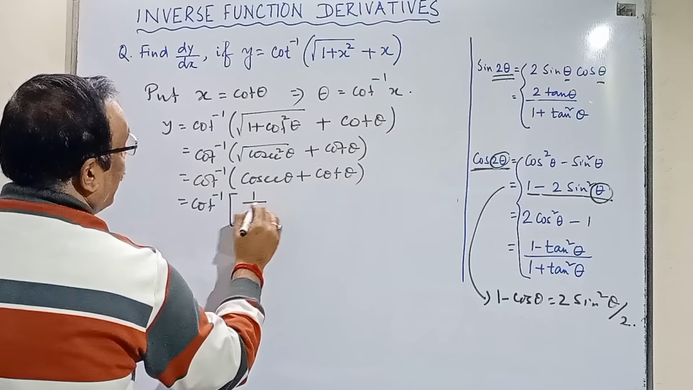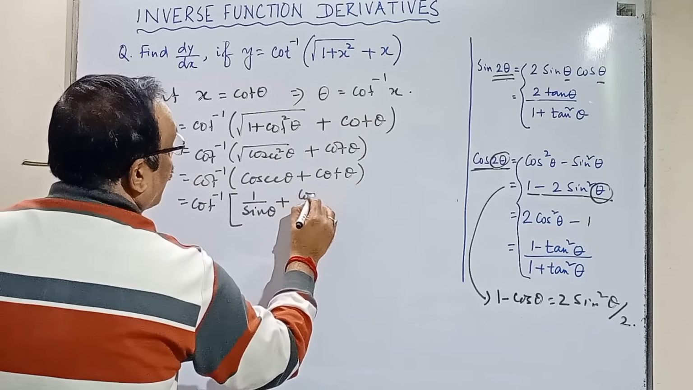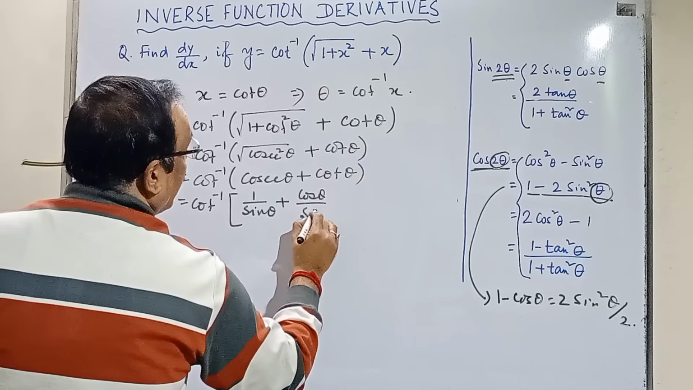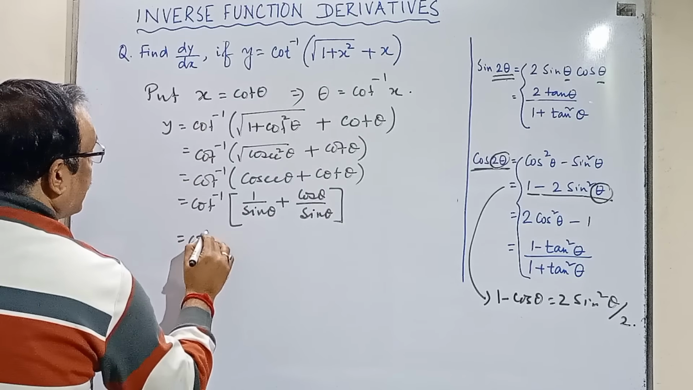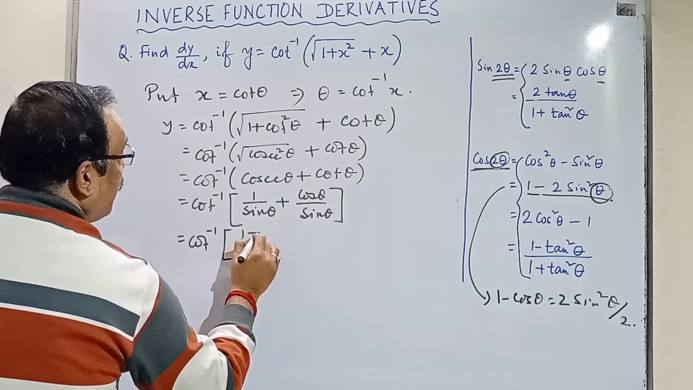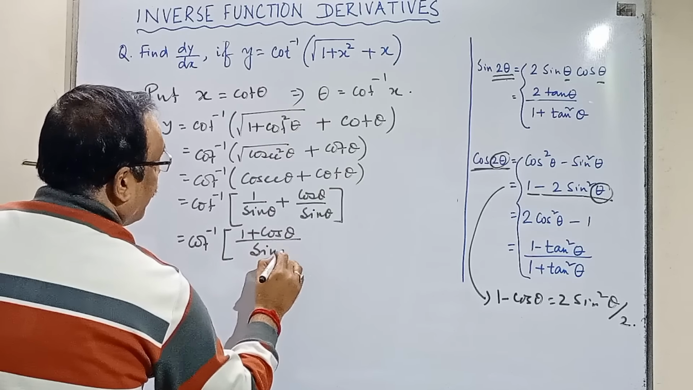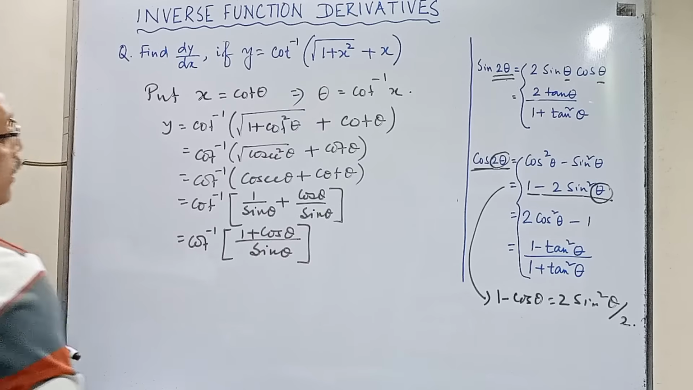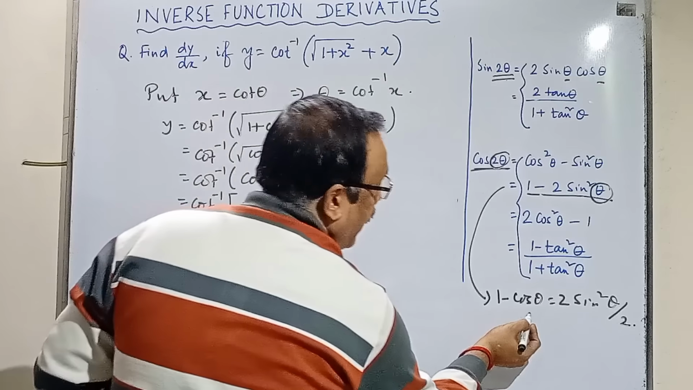Cosec theta is 1 by sin theta. 1 by sin theta plus cot theta is cos theta by sin theta. So we get cot inverse 1 plus cos theta by sin theta. Now have a look here. 1 plus cos theta. This was 1 minus cos theta.